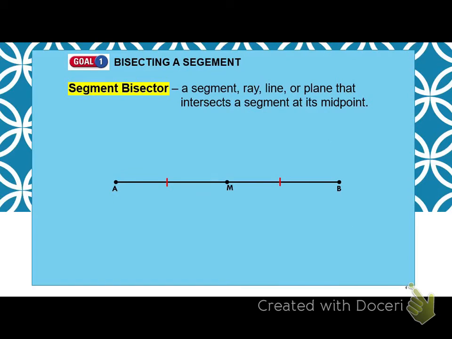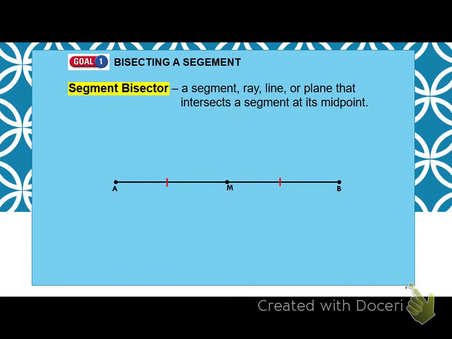The last thing we write down and then we start naming them is a segment bisector. A segment bisector is a segment, ray, line, or plane that intersects a segment at its midpoint. There's nothing I can do to shorten it. That's it. So your last term blank, a segment bisector is a segment, ray, line, or plane that intersects a segment at its midpoint.